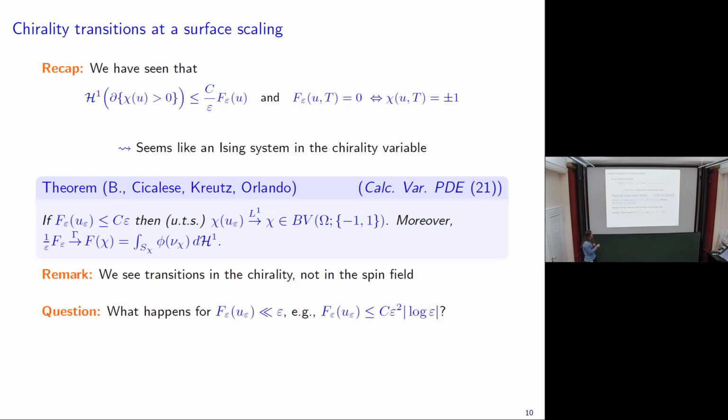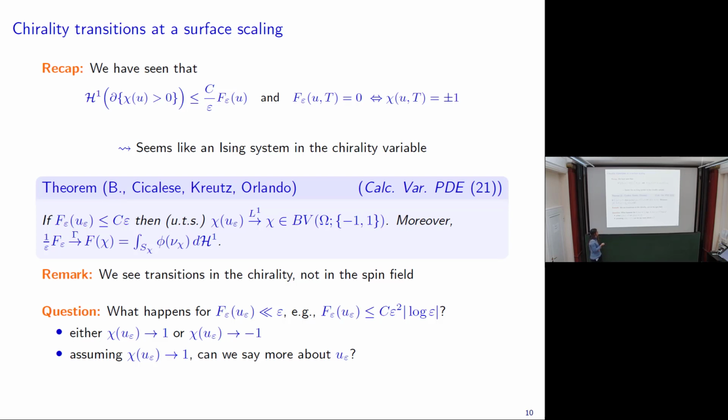So the question is, what happens if our energy, so we take configurations which are allowed to deviate from the ground state by a smaller amount of energy, something going to 0 faster than epsilon. For example, the energy bound epsilon squared log epsilon. So this one is of lower order. Obviously, in this case, you cannot overcome the energy barrier to perform a transition in the chirality. So your limiting chirality will be either constant 1 or constant -1. Let's assume for the moment that we converge to 1. Can we say something more about our fields, u epsilon?